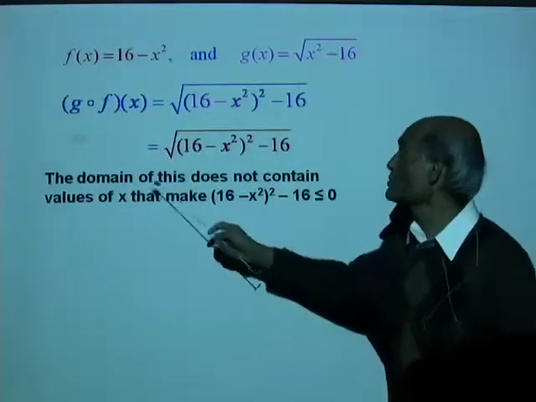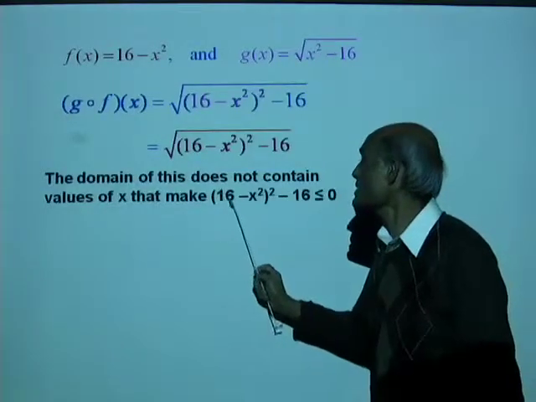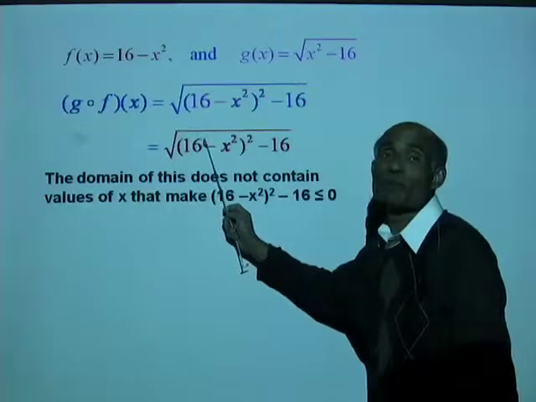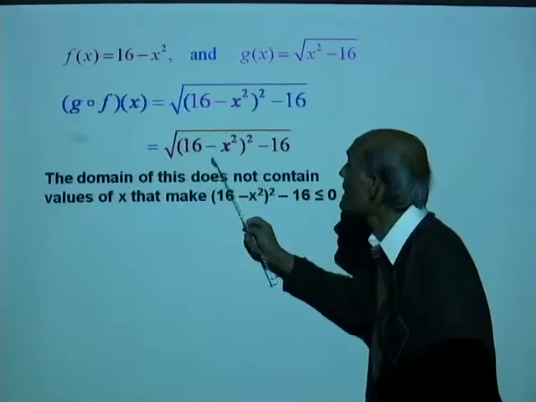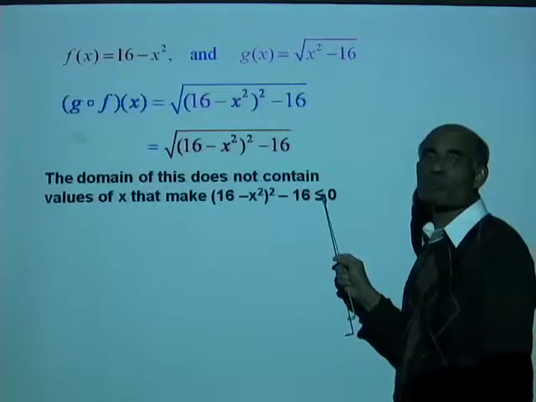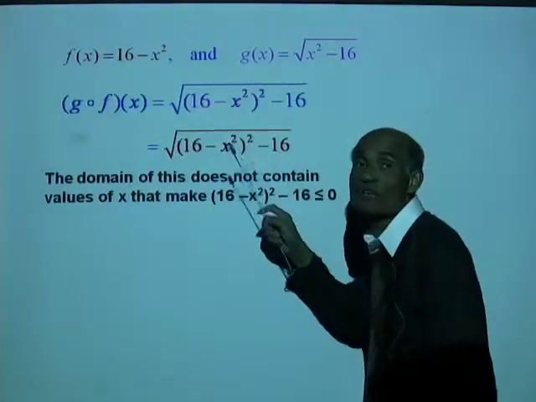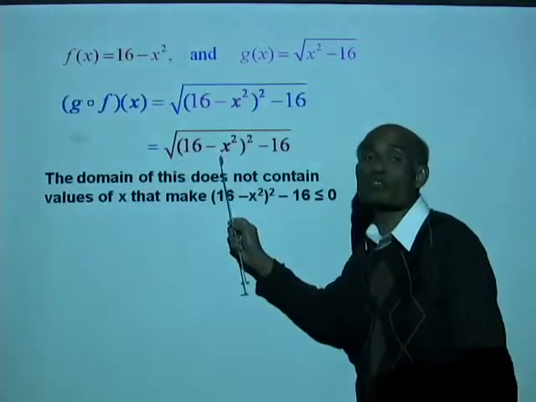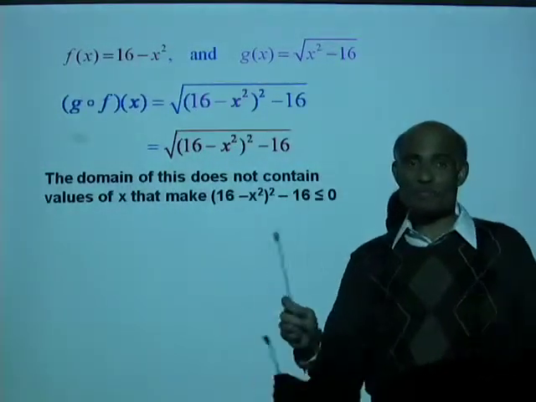Now, the domain of this does not contain values of x that make 16 minus x squared, in other words, the domain of this does not contain values of x which make this quantity less than 0. This is not really true. You see, the domain is such that this quantity must be greater than or equal to 0. And that means this quantity cannot be less than 0. So those statements must be very clear.